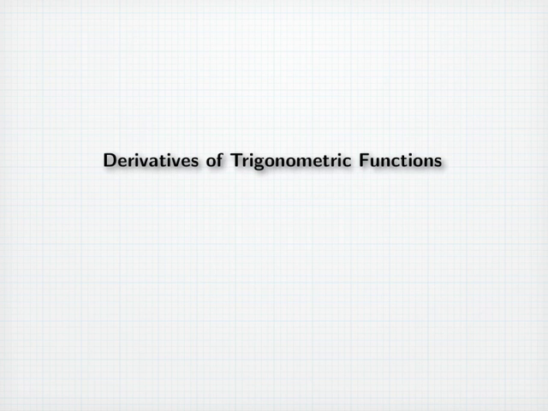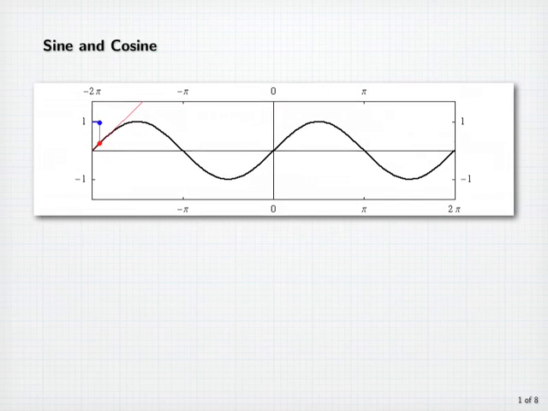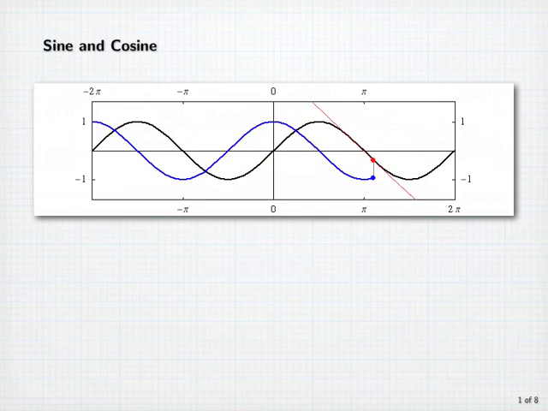Derivatives of trigonometric functions. Sine and cosine. Let's begin by looking at a couple of animations. Here we see the graph of sine x between minus 2 pi and 2 pi. The animation will plot the slope of that graph. Notice that the graph of the slope looks exactly like the graph of y equals cosine x.